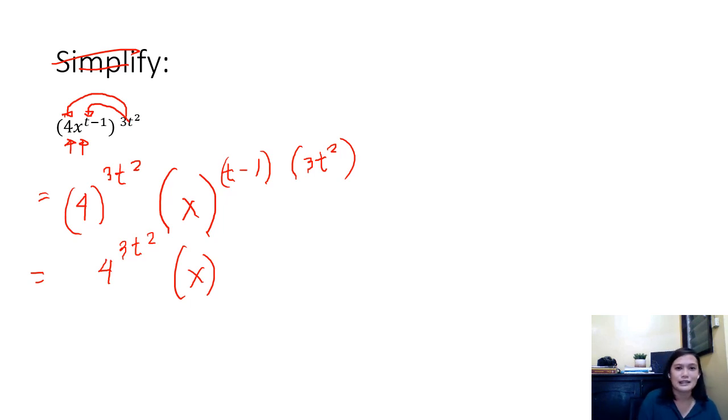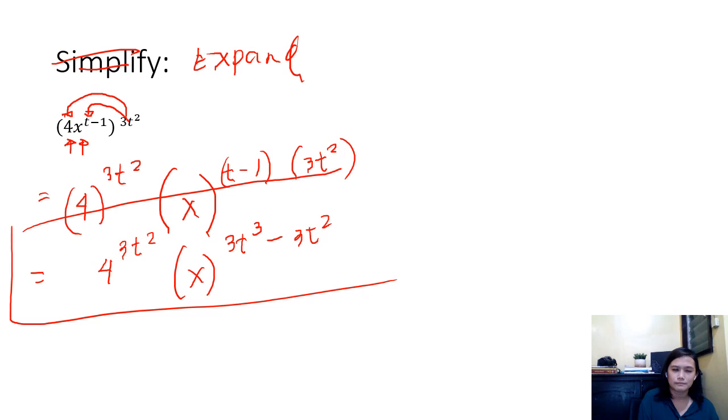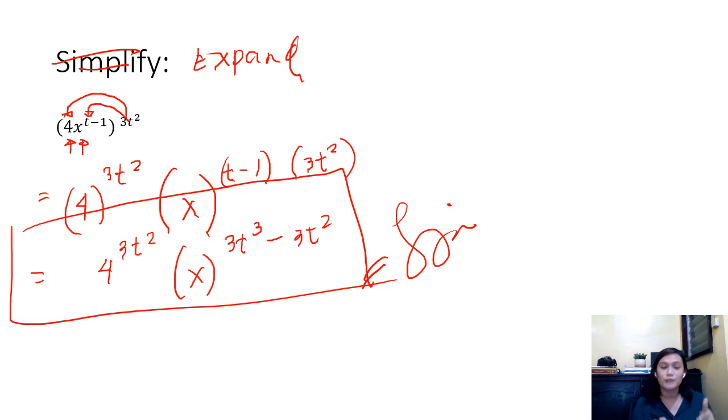Parang expand ito not simplify. We just put expand. So you just need to distribute 3t squared to each term. So you have x raised to 3t cubed minus 3t squared. So this is now our final answer. You just simply box your final answer and affix your signature next to your final answer.